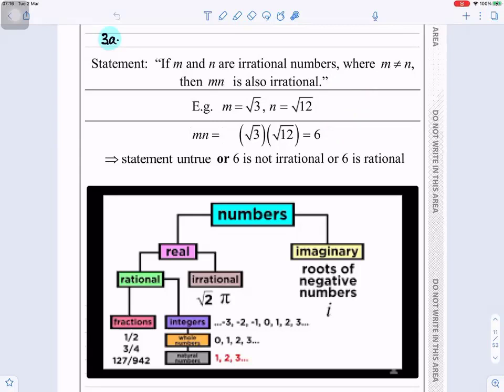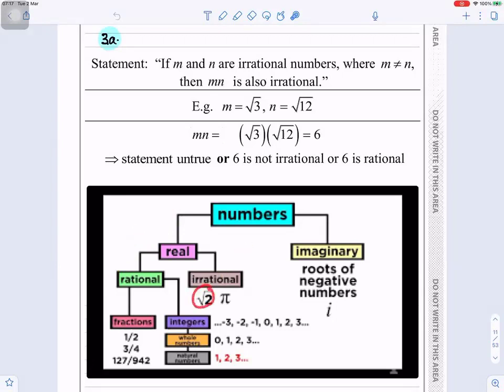I've put here below some of the things that I see some students tend to ask because students are not sure about the types of numbers. You can divide numbers into two groups, just like you can divide humans into male and female. So we can divide numbers into real and imaginary. Imaginary will have roots of negative numbers, which we use i for. But when we come to real numbers, we can divide real numbers again into rational and irrational.